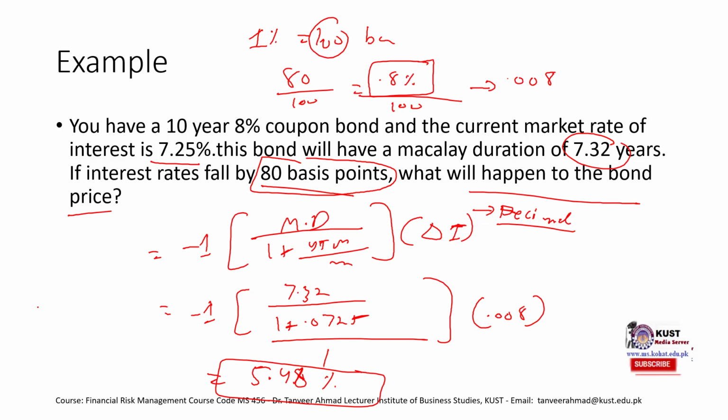What this means is that, in this question it is asking us if the interest rate falls by 80 basis points, then the bond price would increase by 5.46%. Remember, there is a positive sign. Sorry, we didn't multiply it. Okay, so it shows the inverse relationship, right? So if interest rate decreases by 80 basis points, then the bond price would increase by 5.46%, or the other way around.